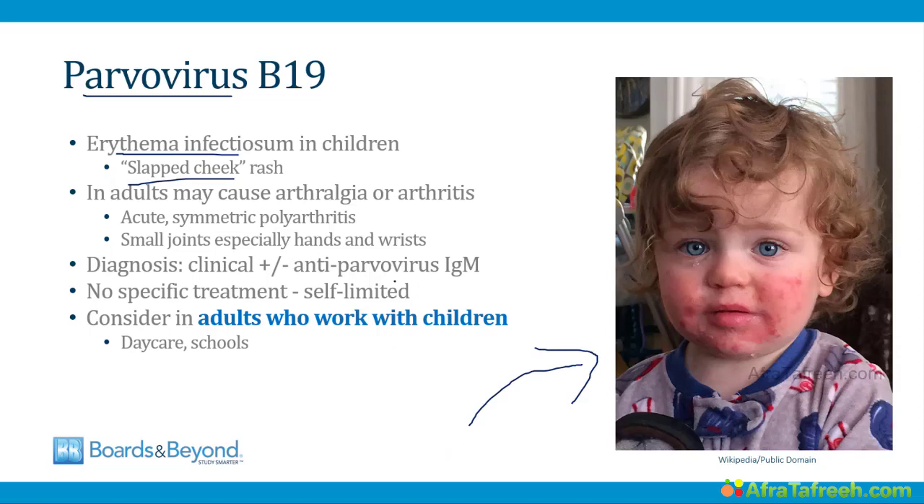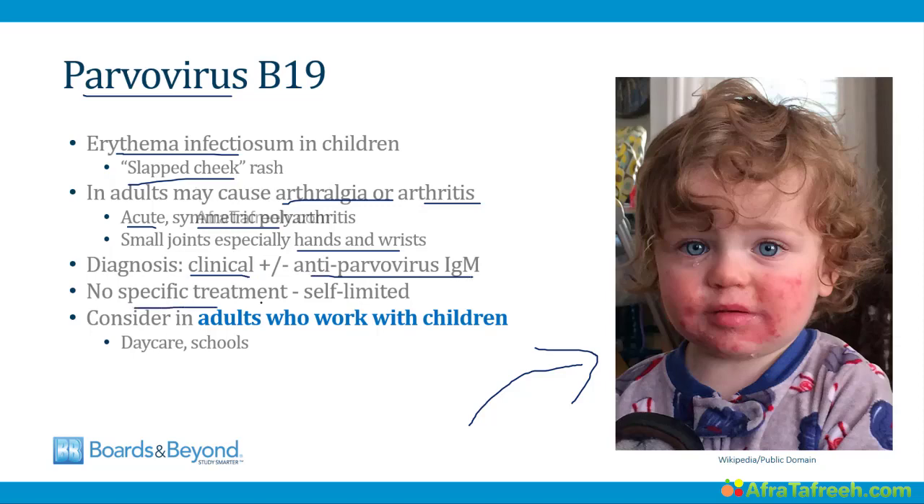But in adults who are exposed to parvovirus, they can develop either arthralgias or arthritis. Sometimes they develop acute symmetric polyarthritis, especially involving the joints of the hands and the wrist. The diagnosis of parvovirus arthritis in an adult is often clinical, based on an adult who was exposed to children that may have had parvovirus. You can also measure anti-parvovirus IgM antibodies.